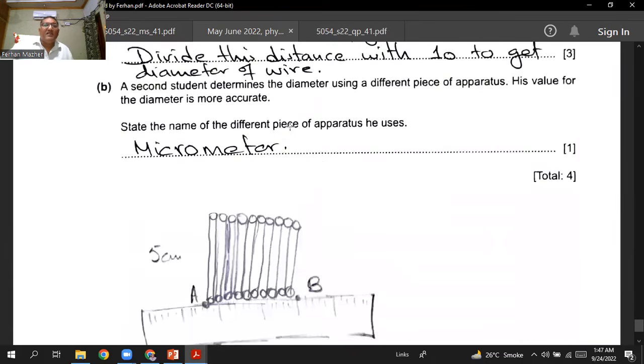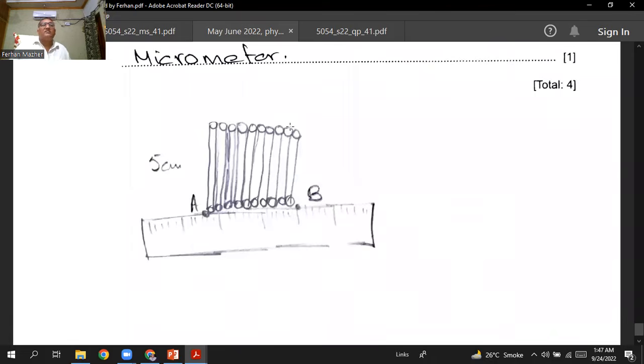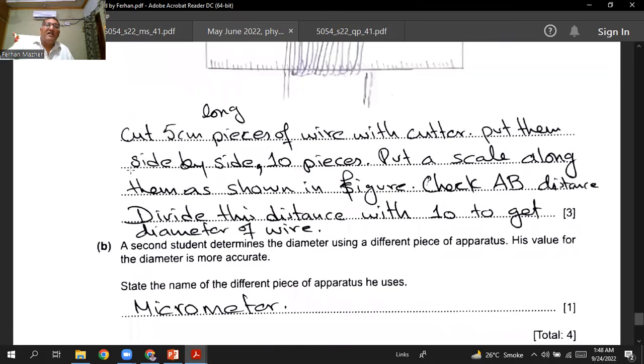This is one method. The other method is this. You cut with the help of the wire cutter 10 centimeter long pieces of that wire, and you place 10 pieces side by side, in such a way they are touching each other as shown in the diagram, and you put a scale with them. Then you check the distance from point A to point B. Whatever is this length, divide that length by 10, because you have put 10 wires side by side. That will give you the diameter of the one wire. So that is how you write it.